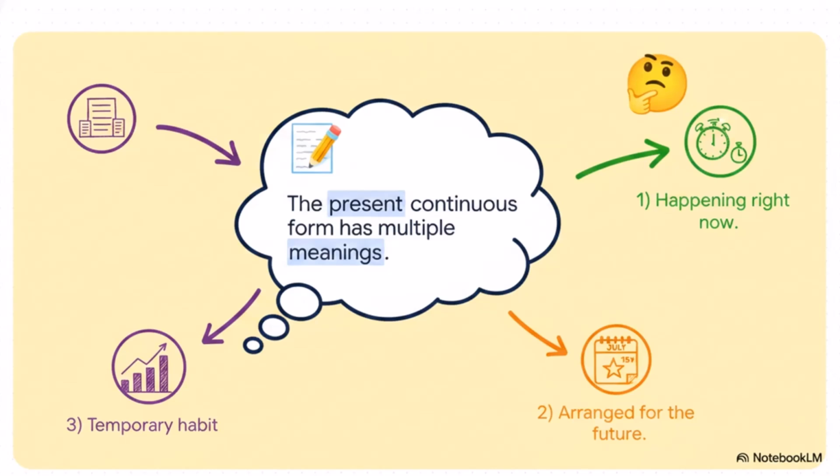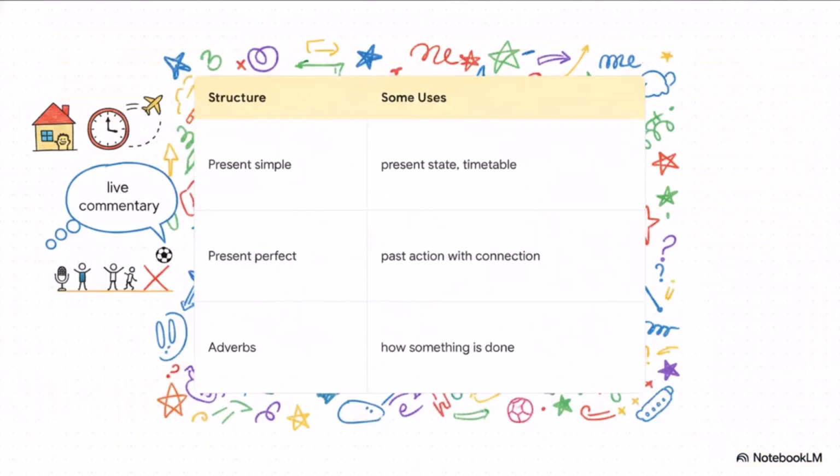It could be an action happening right now, at this exact moment. It could be something arranged for the future, like if someone asks, what is she doing tonight? Or it could just be a temporary habit she's picked up recently. Context dictates the use, absolutely every time. This brilliantly illustrates just how versatile these structures can be. Look at the present simple. You can use it to describe a current state, like I live in London.